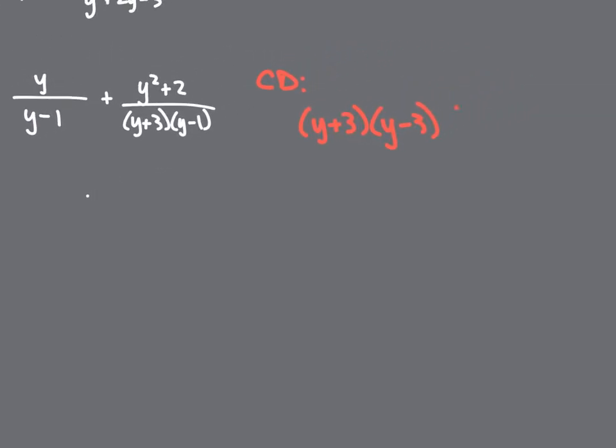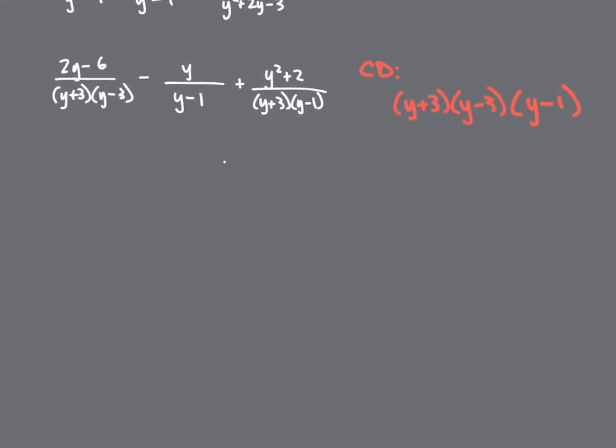So y - 1. When I look at that, I basically just take all of the factors that I have and I write out all of the factors. And that's how I get my common denominator. This is what I'm trying to get.